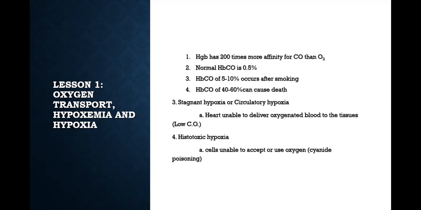But if we smoke cigarettes, that increases to about 5 to 10%. And if it gets to 40 to 60%, remember, it can cause death, right? So that would be our anemic hypoxia issue. When it's a hemoglobin problem, it's anemic, right? And if carbon monoxide is on deck, hemoglobin won't hold anything but carbon monoxide. So that's a hemoglobin problem. It's got a problem, okay?